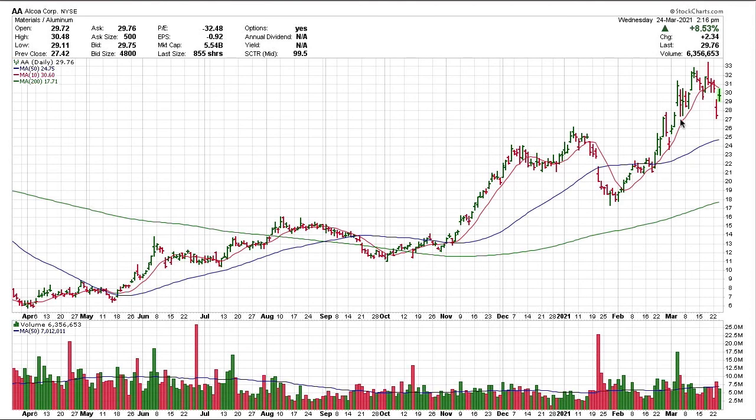Here's Alcoa Aluminum, same thing. We've got aluminum prices moving up. Copper prices are moving up. Steel prices are moving up. But you can see here, it broke down hard yesterday, then tried to rally. But I would wait for this to consolidate.